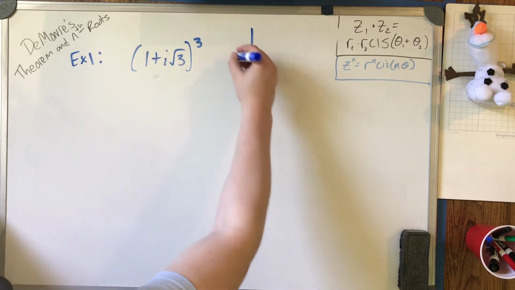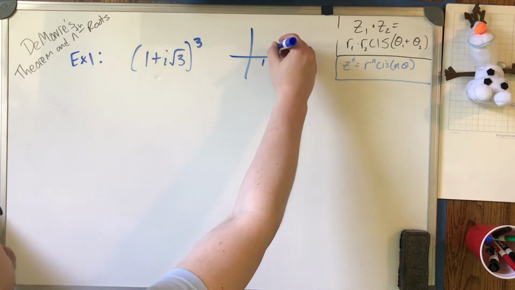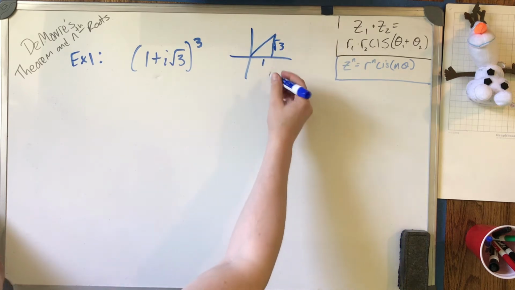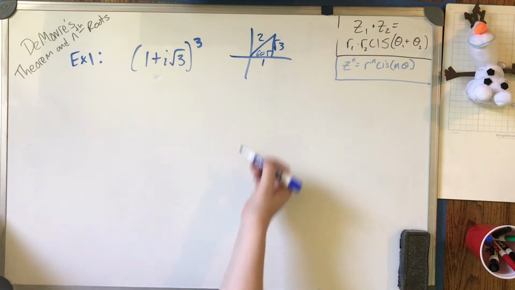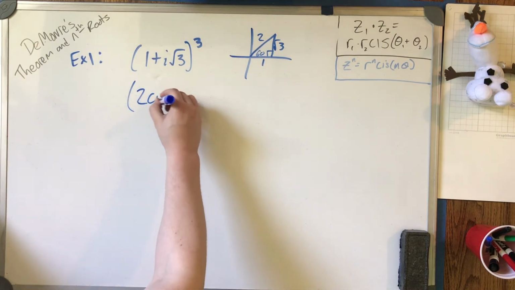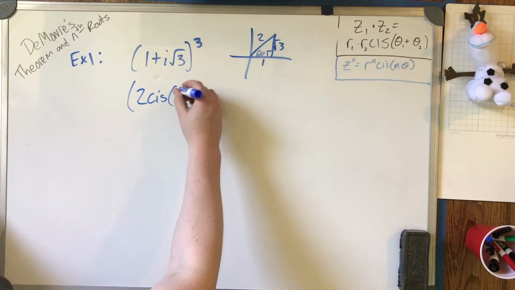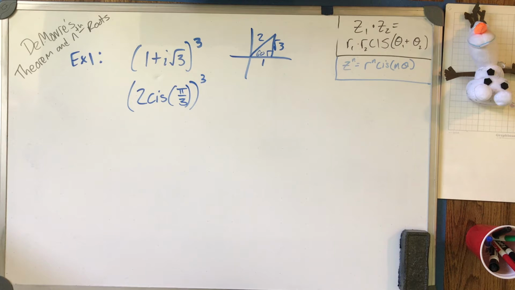So I personally find the easiest way is to just graph this complex number. So this is going over 1 and up square root of 3. So I can recognize what type of triangle this is. That's 2, and this is going to be 60 degrees. So I can rewrite this inside thing as 2 kiss, and I'm going to use radians, pi over 3. So that's really what I'm being asked here: 2 kiss pi over 3 raised to the third.